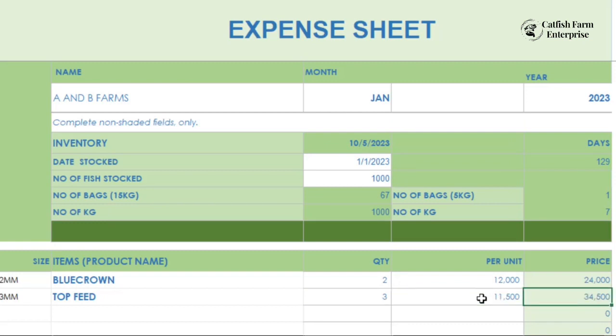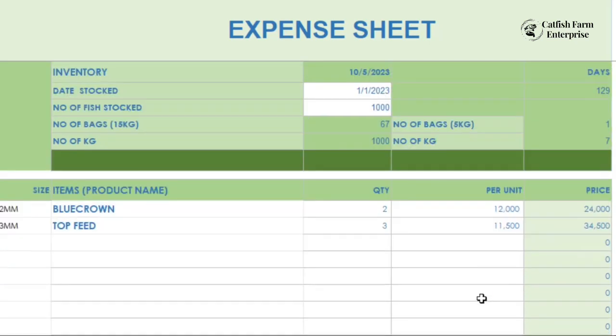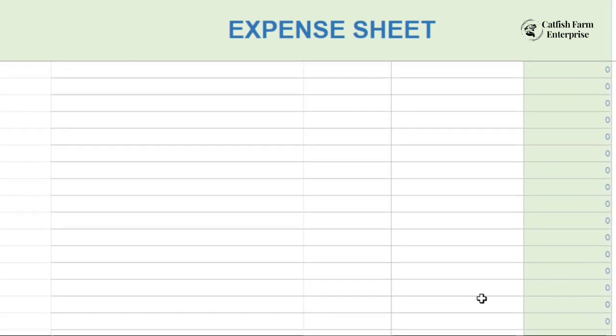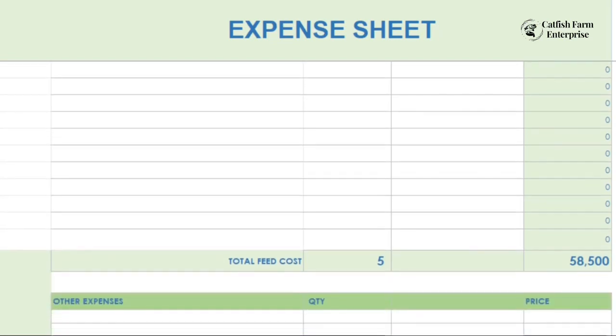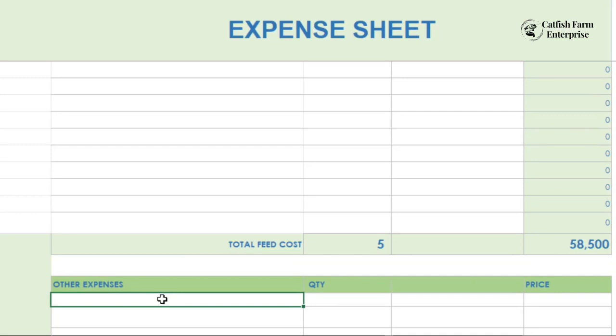Let's say at this point you want to know, okay, this is what I've fed, and you just decide to sell. At that point, what should be your selling point? So this tells you that for 5 bags, you've spent 58,500. Now, what are the other expenses? Maybe for that period you paid salary for just 1 person, and the salary was 20,000, not 2,000.